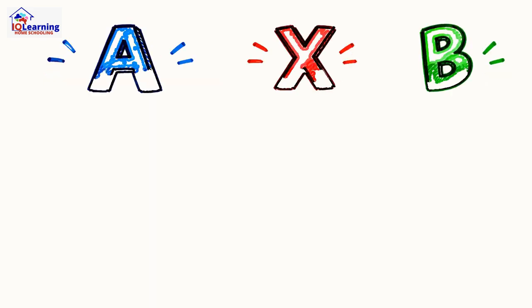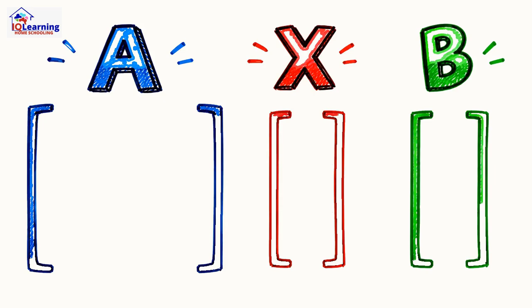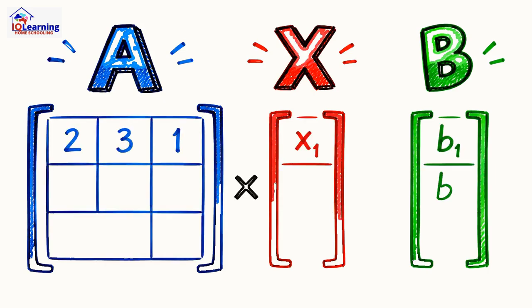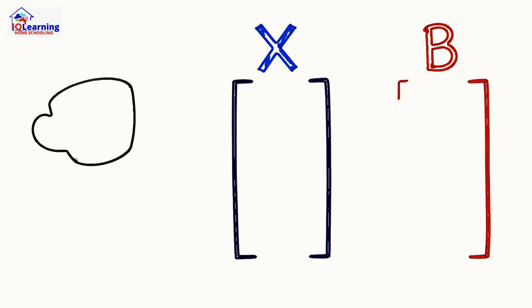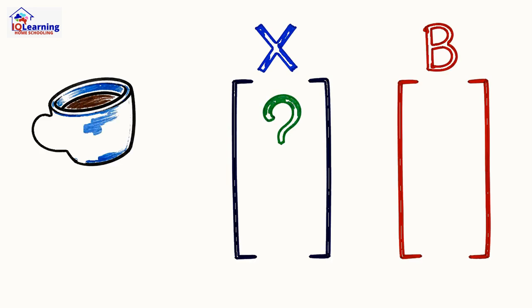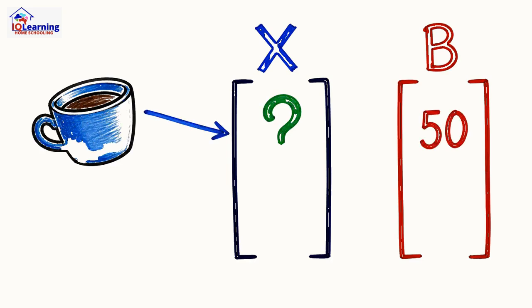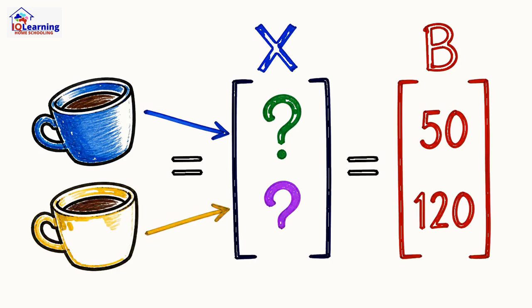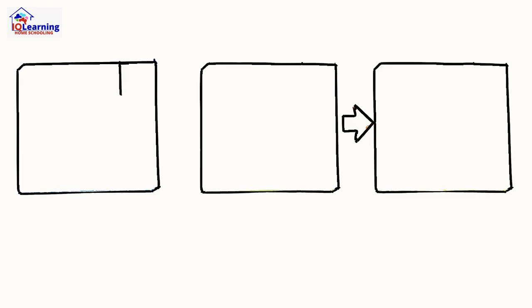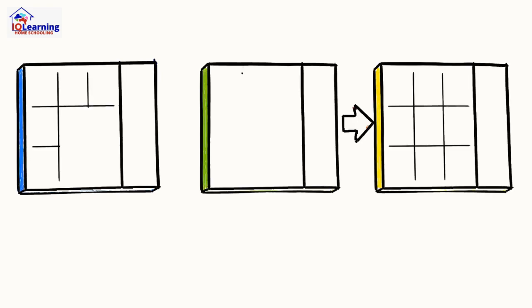AX equals B. Think of A as the coefficient matrix, the list of rules. $2 for this, $3 for that. X is the variable matrix, the mystery we want to solve. How many regular, how many premium? And B is the constant matrix, our known outcomes. 50 cups, $120. Once we have this structure, we have two main ways to attack it.